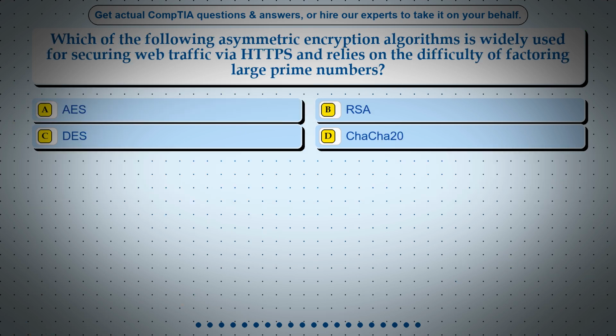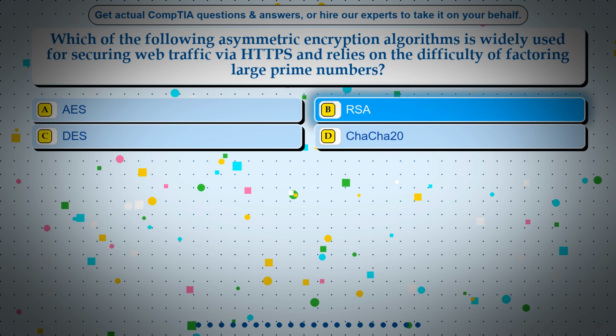Question 20. Which of the following asymmetric encryption algorithms is widely used for securing web traffic via HTTPS and relies on the difficulty of factoring large prime numbers? Option A, AES. Option B, RSA. Option C, DSA. Option D, CompTIA. The correct answer is option B, RSA.